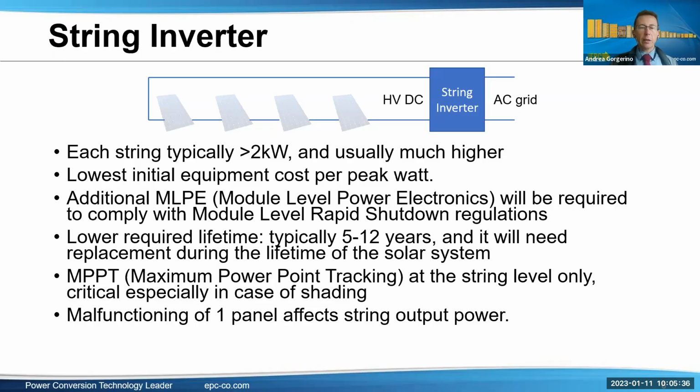Another characteristic is the maximum power point tracking is done at the string level. And that could be critical, especially in cases of shading or partial shading. It also means that if one single panel malfunctions, it will affect the output power of the whole string.